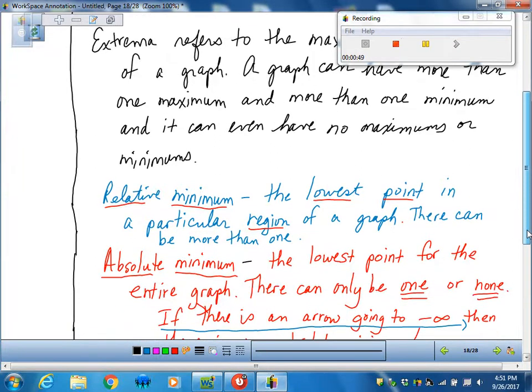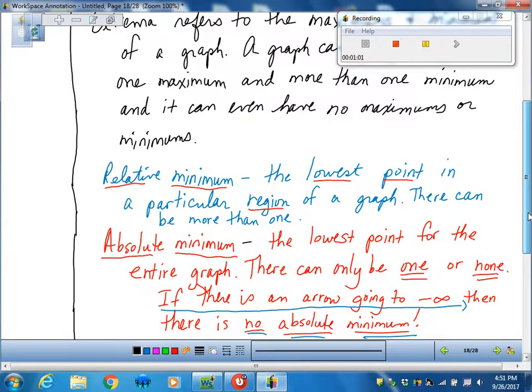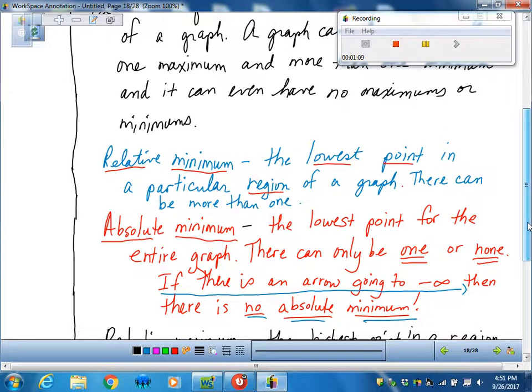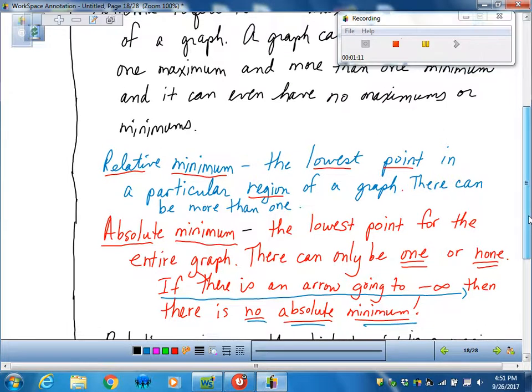Absolute minimum. The absolute lowest point for the entire graph. You can only have one of these. You might have none of these. If there is an arrow going to negative infinity, if the end behavior is approaching negative infinity, then there is no absolute minimum. So an arrow negates any lowest point that you have. It keeps going, never reaches it, so it's not an absolute.